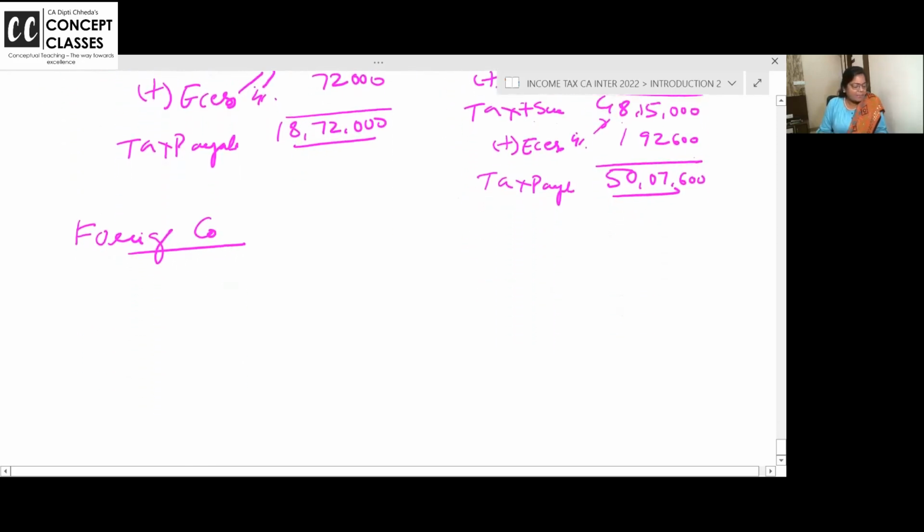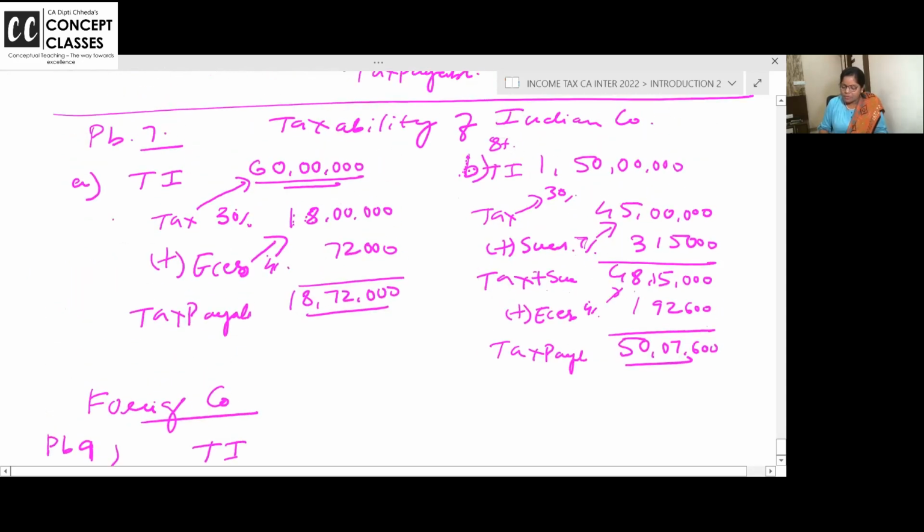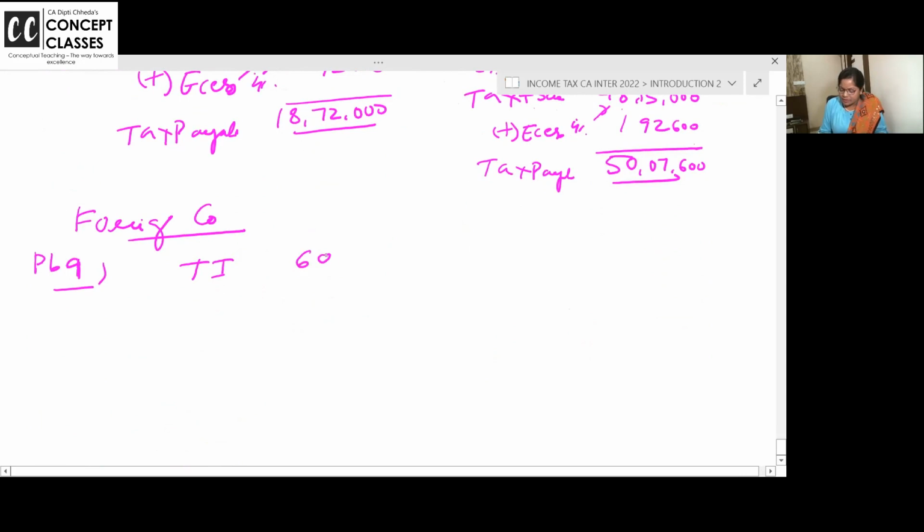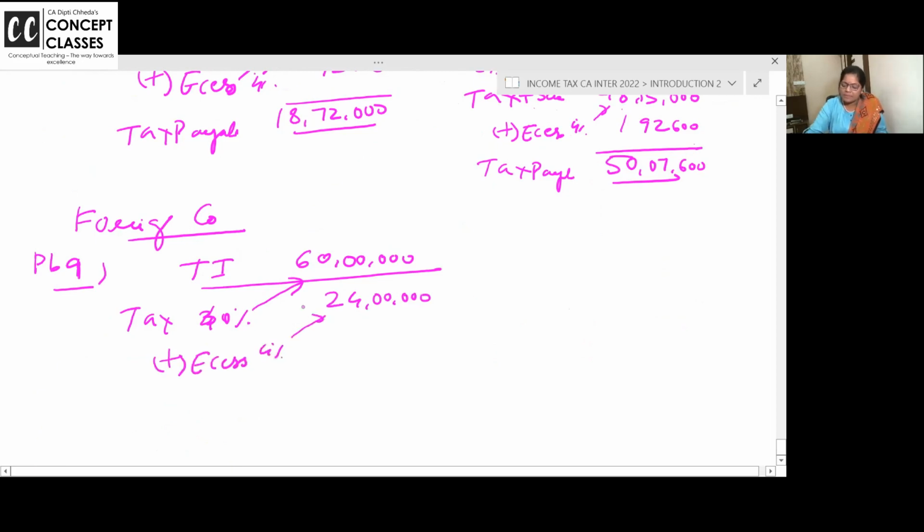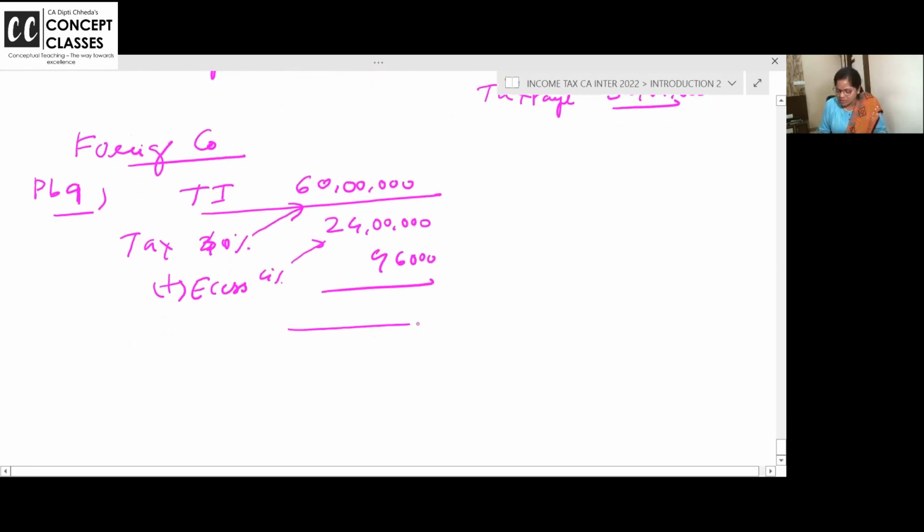Chalo. Foreign company. If it is a foreign company, problem number 9. Purposely same total income, so that you can compare and do it. 60 lakhs is the income of the foreign company. What will be the tax? 40%, 24 lakhs. And there is no surcharge. Cess says 4%, 96,000. Is it very easy, dear students?